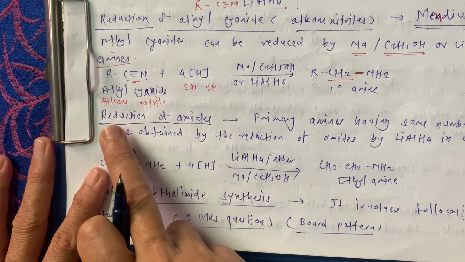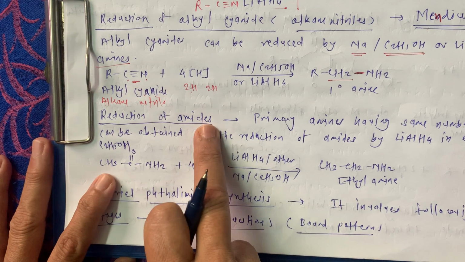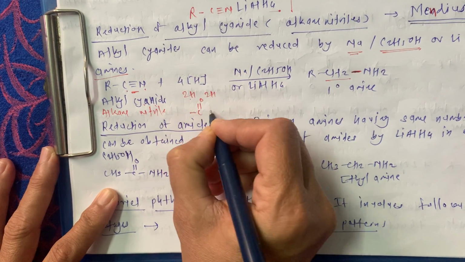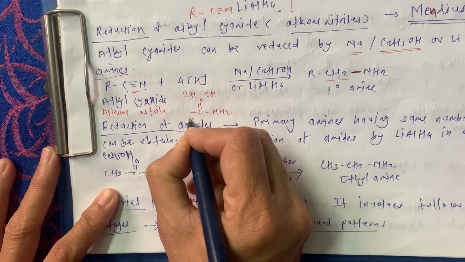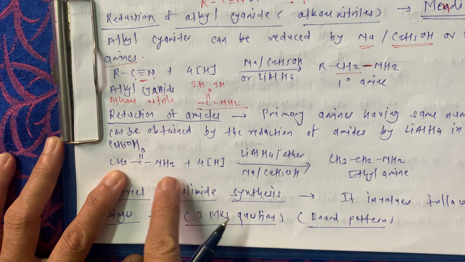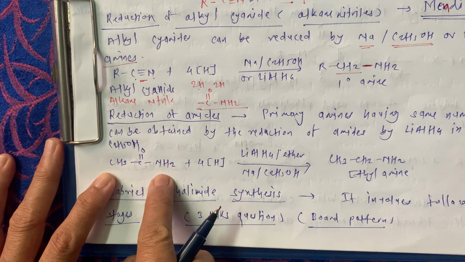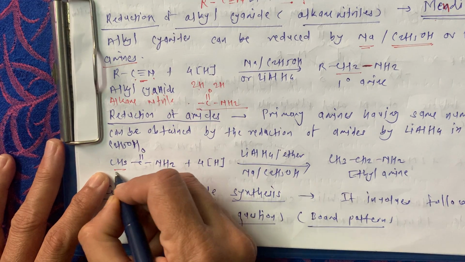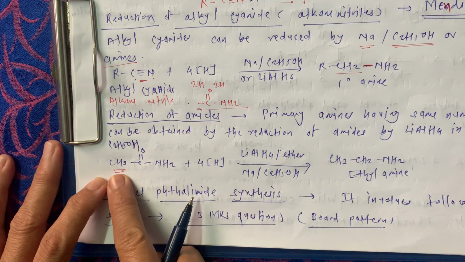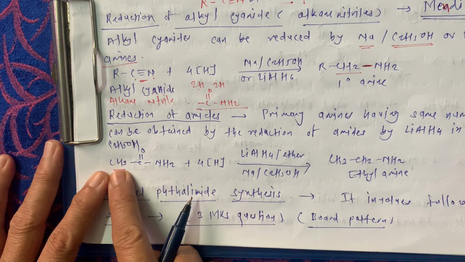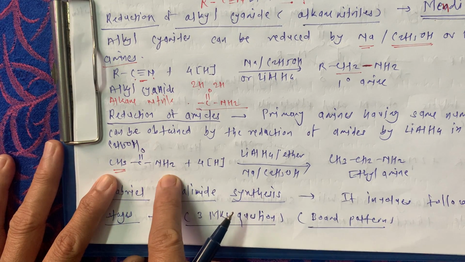Next is reduction of amide. When there is a C double bond O group attached to NH2 like this, then this is known as amide. See here, C double bond O attached to NH2, this is our amide. Here it is R, any R. For particularly, we have taken here CH3, so CH3 C double bond O NH2.